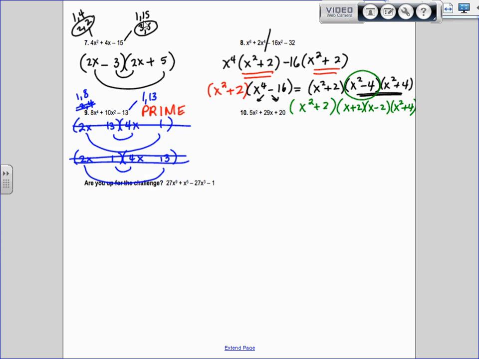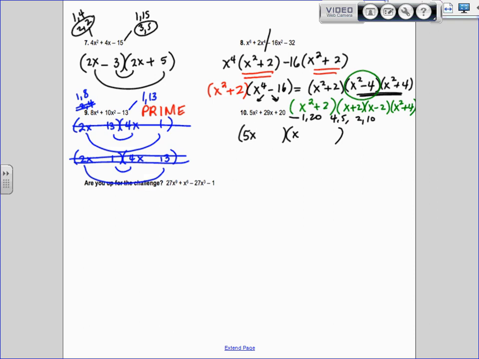All right, anyway, so 5x squared plus 29x plus 20. So there's no common factor, right? So I'm going to do my 2 sets of parentheses. I'm going to do 5x and x. I need 20 on the end, so I'm going to do 2 and 10, 1 and 20, or 5 and 4. So that's what we talked about yesterday, the common factor thing.